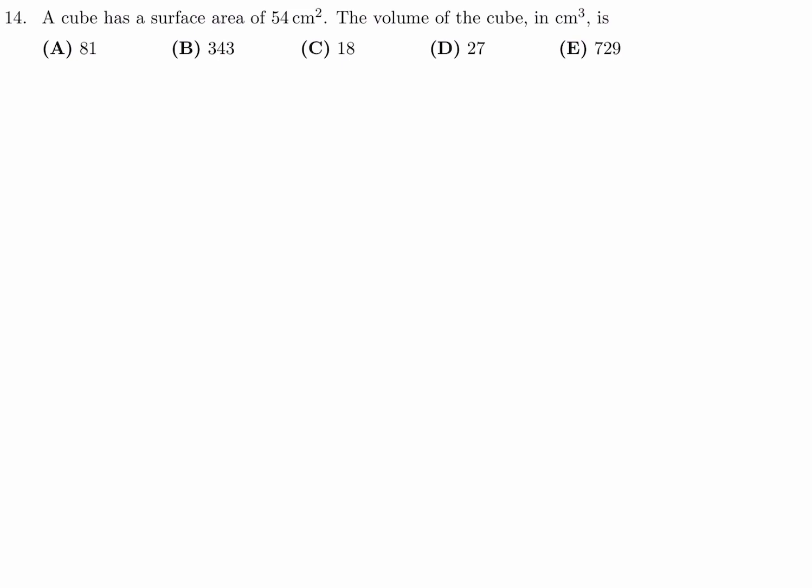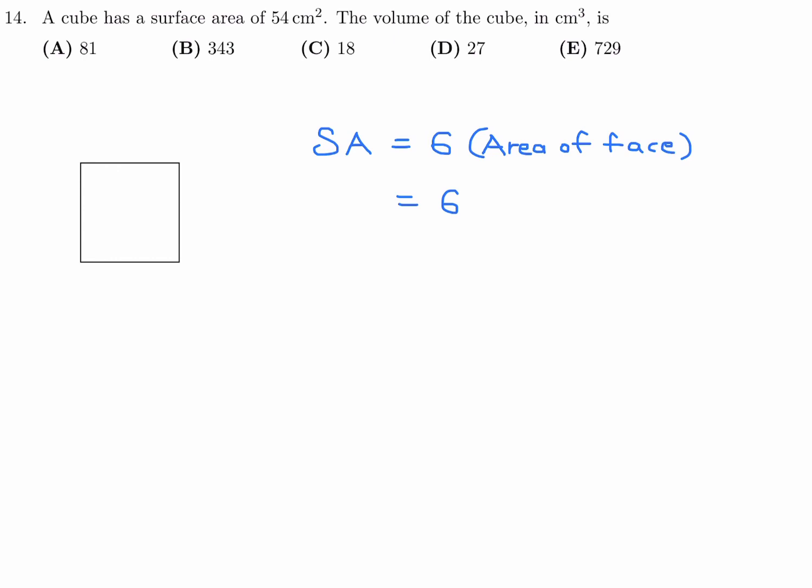The surface area of a cube is 54. The volume of that cube is? The surface area of a cube is written as 6 times the area of a face of the cube. Now the face of a cube is always going to be a square, right? A cube is basically made up of square faces. So the side, if it's x, the area of the face is just x squared. So 6x squared is the surface area of a cube.